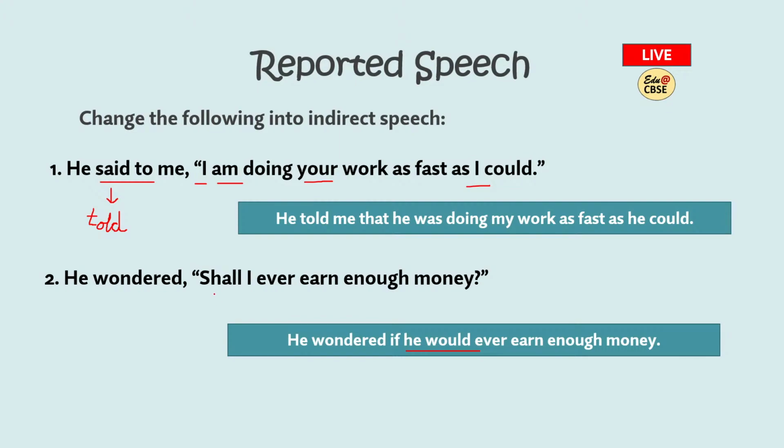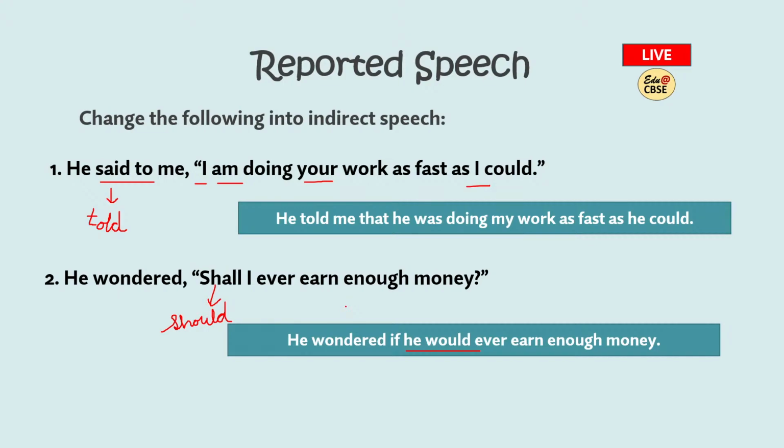Now why would? Because we always change shall into should. So we always change shall into should, but why are we not changing it here? Now understand. Sentence का मतलब क्या है? He wondered, shall I ever earn enough money? कि क्या मैं कभी enough money कमा सकता हूँ? So क्या मैं कभी? What is he thinking about? The future. कि मैं कभी future में इतना पैसा कमा सकूंगा.